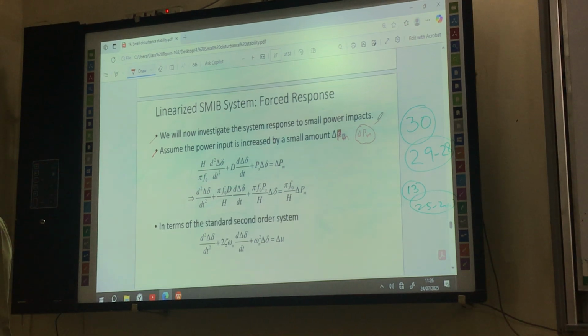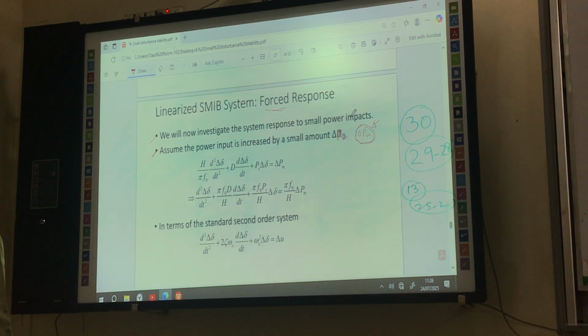Obviously this is some external factor, right? So this will act as the forcing function, and the response that we will try to observe will be the forced response. Have you understood up to now why this is called forced response and why we are introducing this del PM?